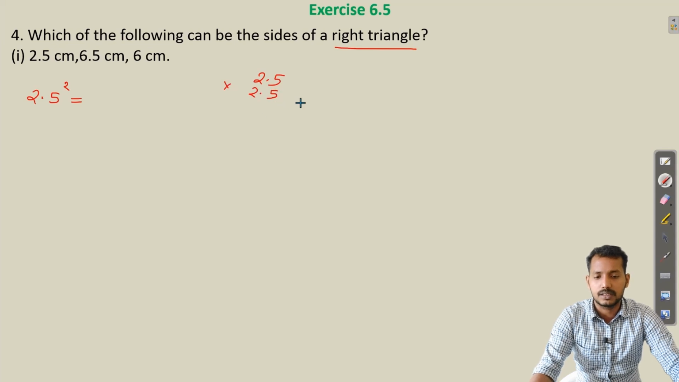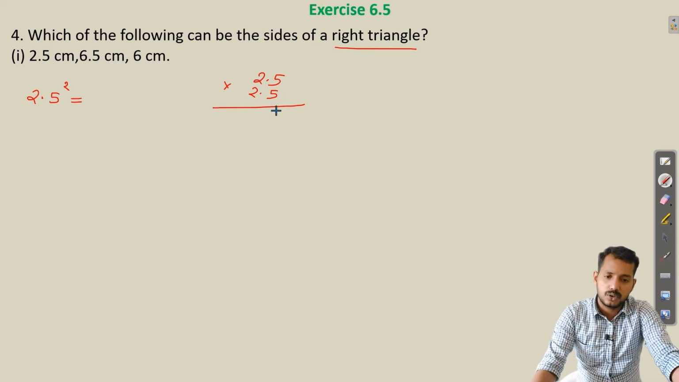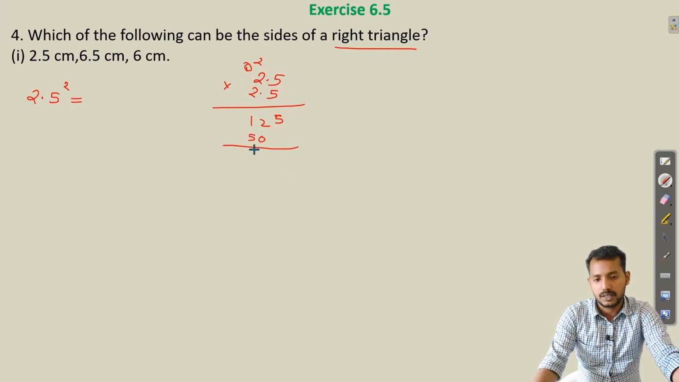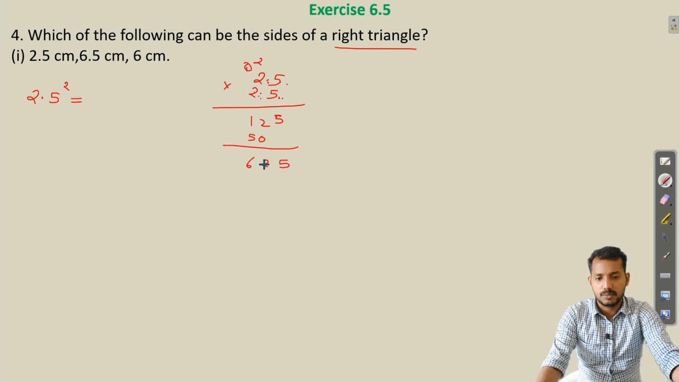You already know how to multiply decimals. Just multiply as whole numbers, then place the decimal point according to the number of decimal digits in the numbers. So 5 into 5, 25, 2 is carry, 2 into 5, 10, plus 2, 12, 1 is carry, 2 into 2, 4, plus 1, 5. So we get 625. In the first number, one digit is after the decimal point. In the second number also, one digit is after the decimal point. So there are a total of 2 digits after the decimal point. Keep the decimal point here.